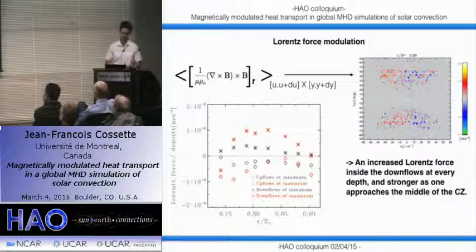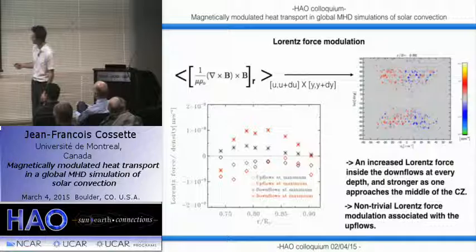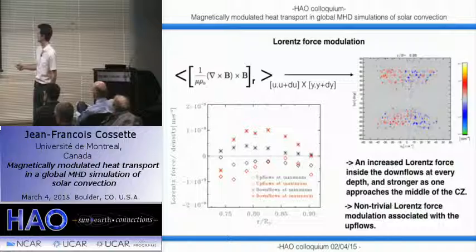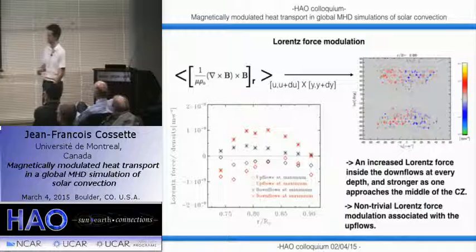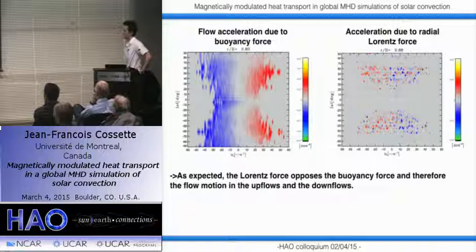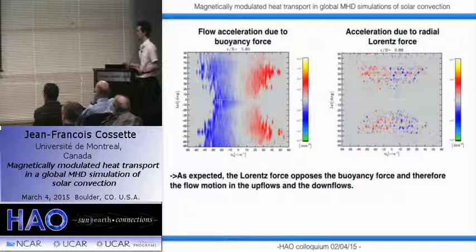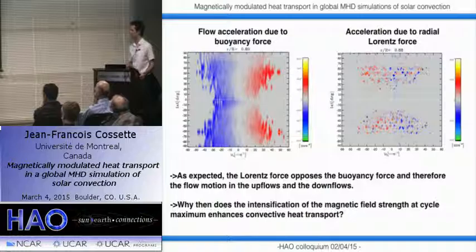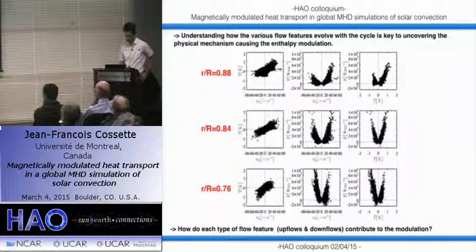You get an increase of the Lorentz force, which gets stronger as you approach the middle of the convection zone, whereas the change in the Lorentz force in the upflows, which are the squares here, is not as trivial. It's not stronger everywhere. For instance, here you get a smaller Lorentz force. So as we expect, the Lorentz force opposes the buoyancy force and therefore the flow motion in the upflows and the downflows.